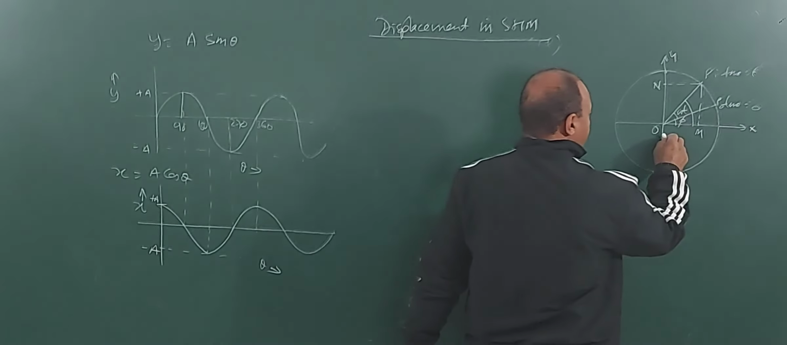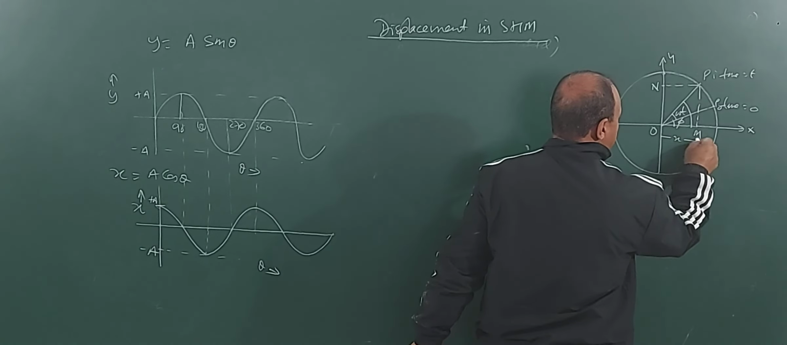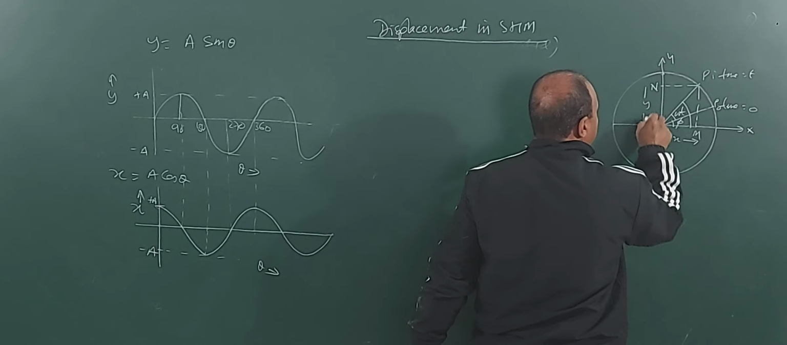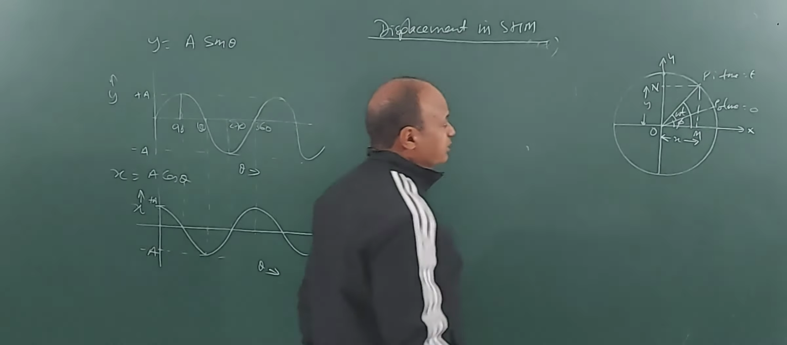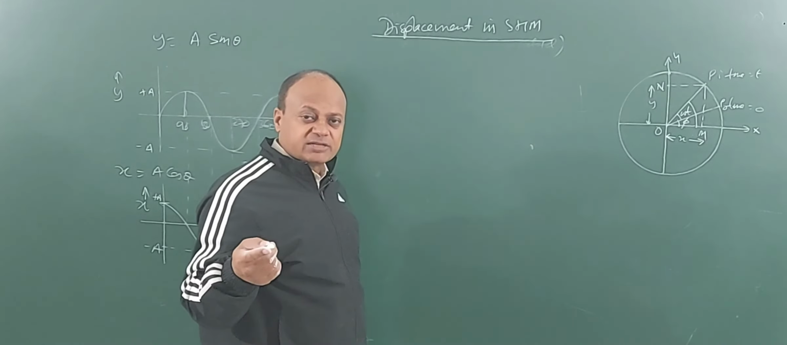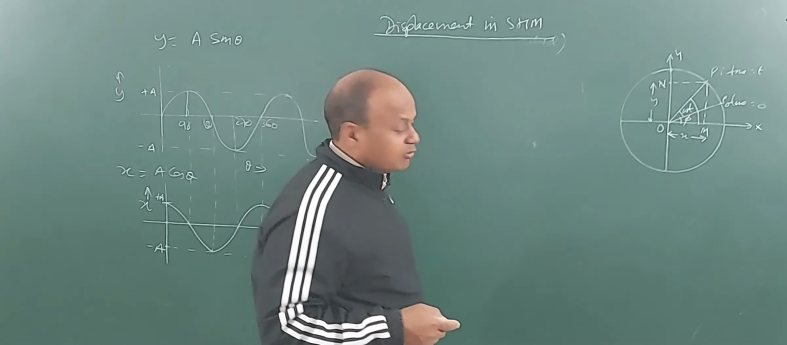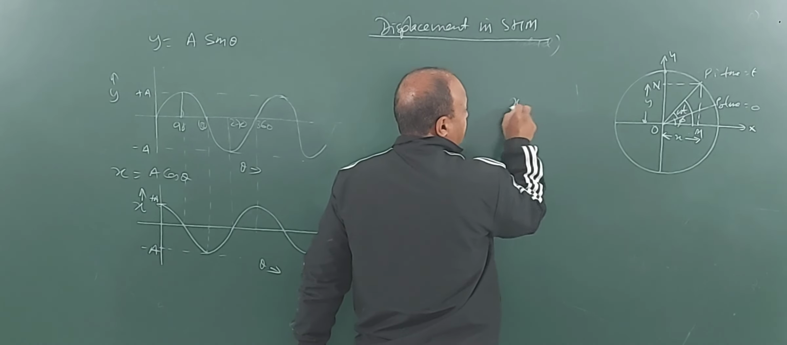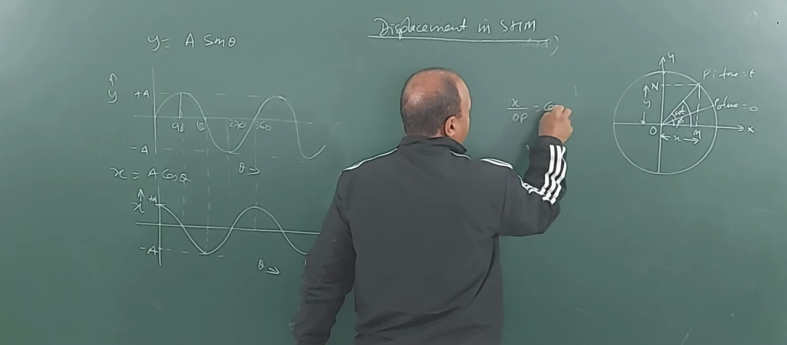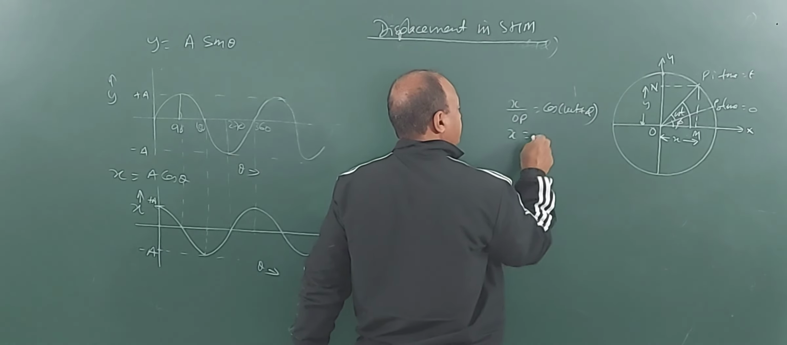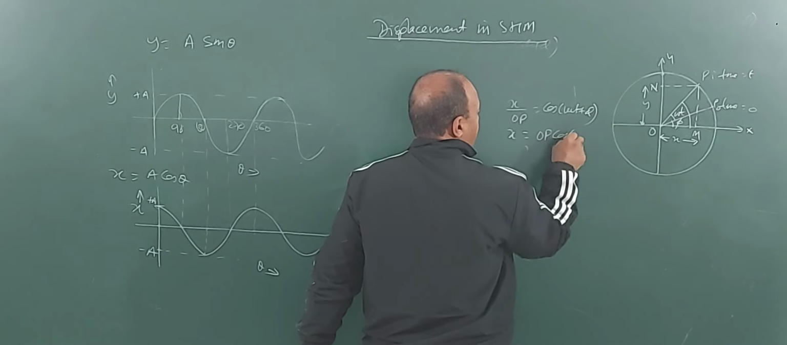So displacement along x axis, the instantaneous displacement is x, and displacement along y axis is y. So I can calculate both the values, the value of x as well as the value of y. If I take x, then x by OP will be equal to cos(omega t plus phi). Then x will be OP cos(omega t plus phi).